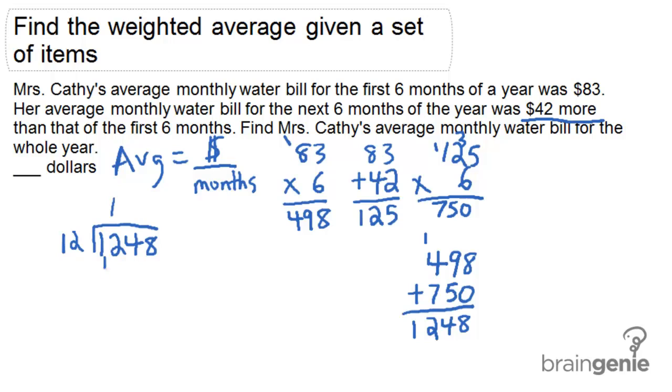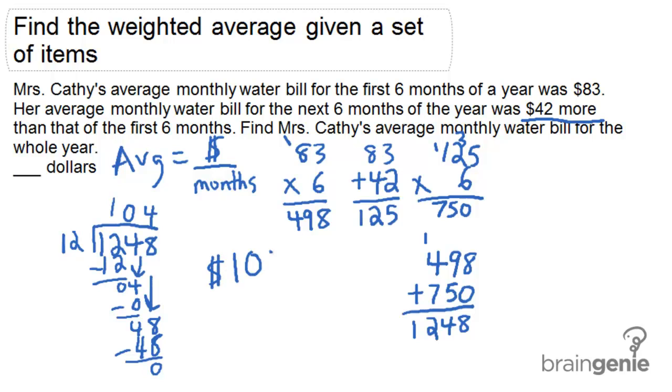12 goes into 12 one time, with no remainder. Bring down the 4. 12 goes into 4 no times. And then 12 goes into 48 exactly 4 times. So the monthly bill on average for that year for Miss Kathy was $104.